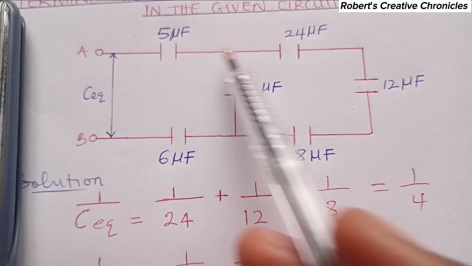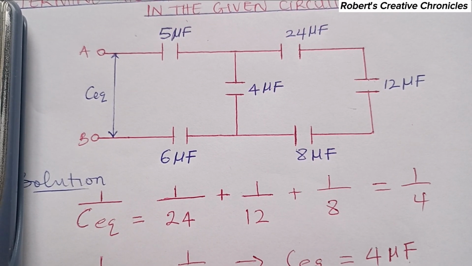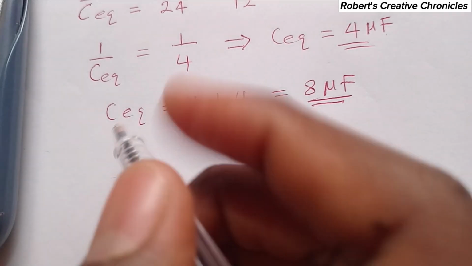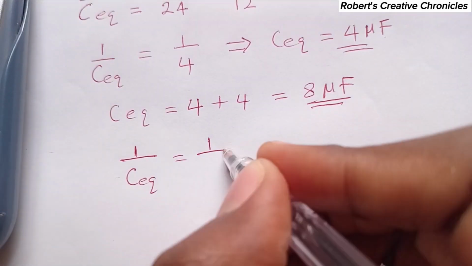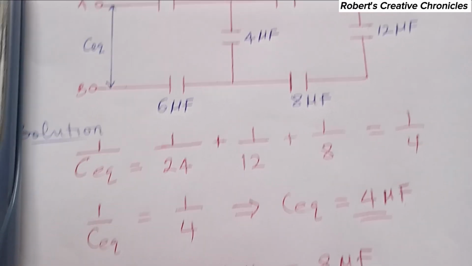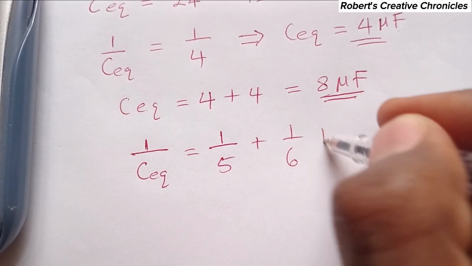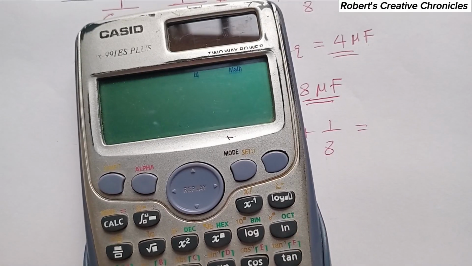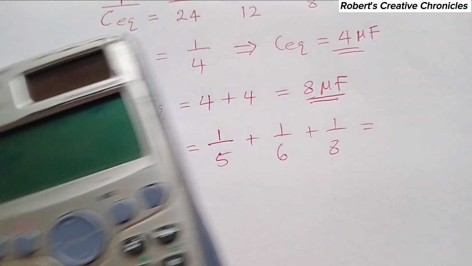So now this 5 microfarad, when you redraw the circuit, will be in series with this 8 microfarad and this 6 microfarad. So to find the equivalent capacitance of those 3, you use the method. It will be 1 over what? 1 over 5, 1 over 6, and 1 over 8. 1 over 5 plus 1 over 6 plus 1 over 8. So we'll put this in the calculator. 1 over 5 plus 1 over 6 plus 1 over 8.